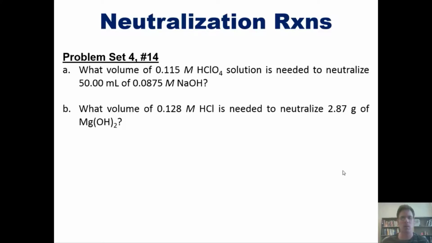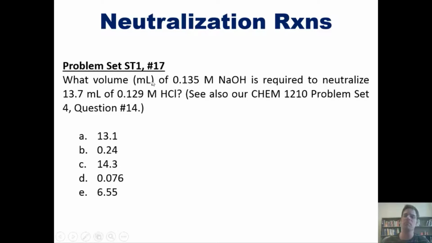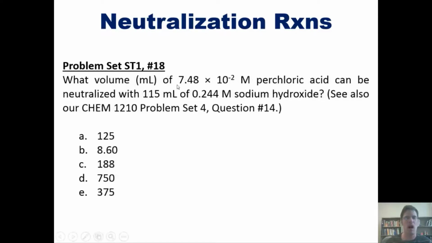Now let's take a look at some more. This example says, what volume in milliliters of 0.135 molar NaOH is required to neutralize 13.7 milliliters of 0.129 molar HCl? Once again, I'm not going to do this for you, but I invite you to do it on your own. And next, what volume of this concentration of perchloric acid can be neutralized by using 115 milliliters of this concentration of sodium hydroxide? Isn't that cool?